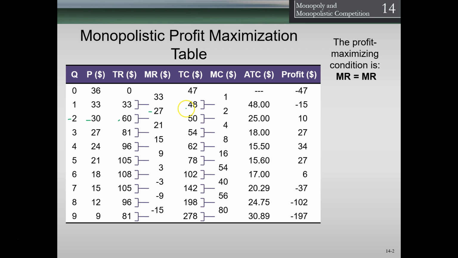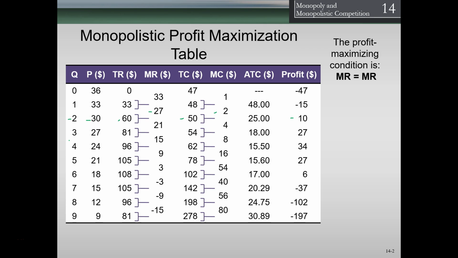And then the total cost went from 48 now to 50. So now it went up by 2. That's the marginal cost, the change in the cost. And our average total cost then is 25. And that's going to give us the profit of the total revenue minus the total cost, and that gives us 10.